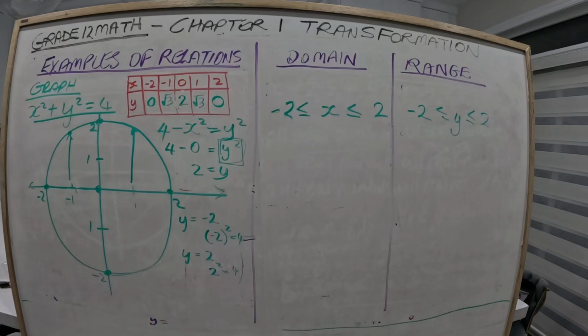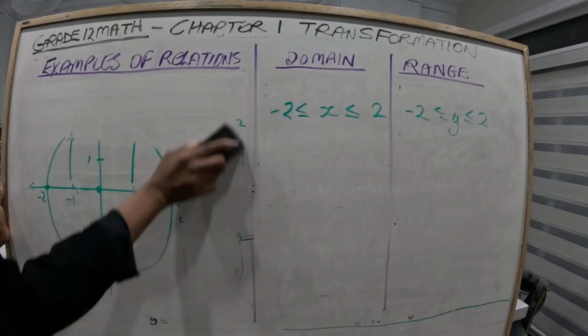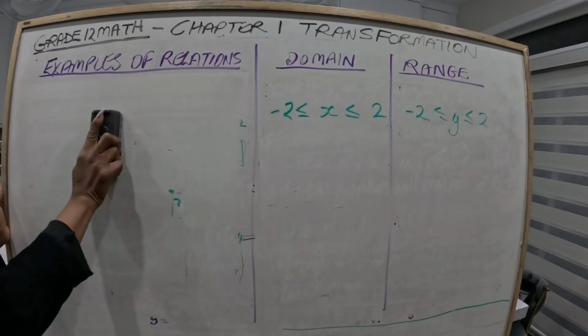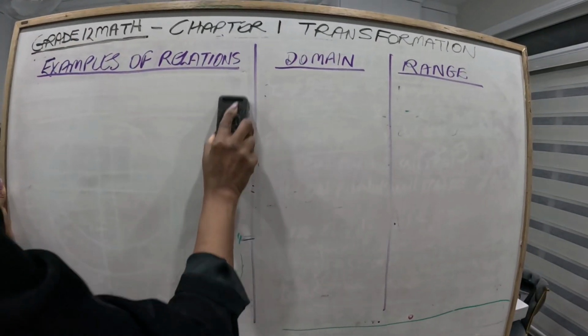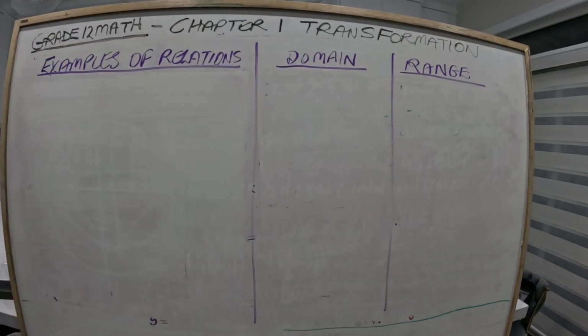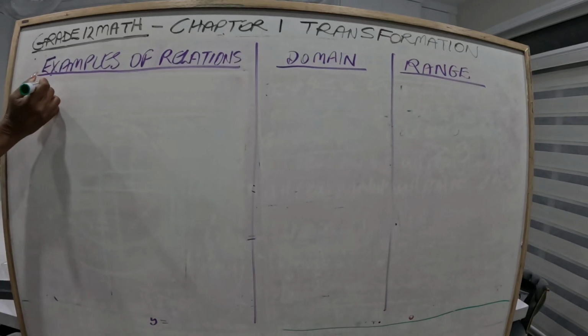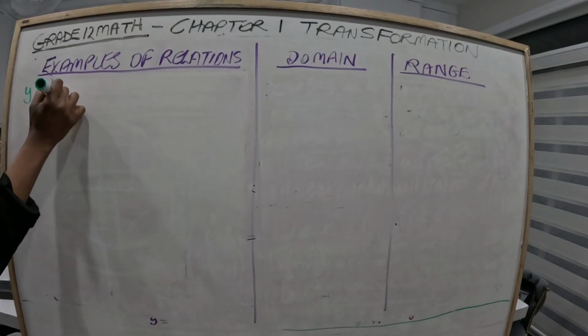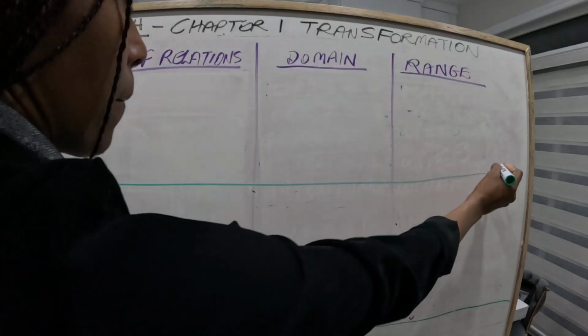We'll do 2 more and then we're done. These are just examples of relations. And this is actually a review. And we kind of talked about this before. So y is equal to the absolute value of 2x. And I'm going to just do 2 graphs, okay?